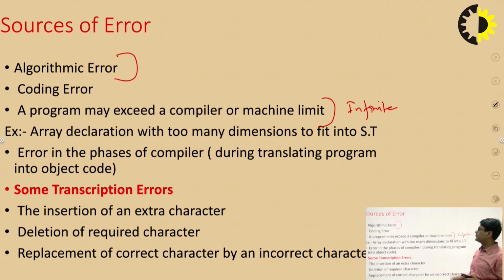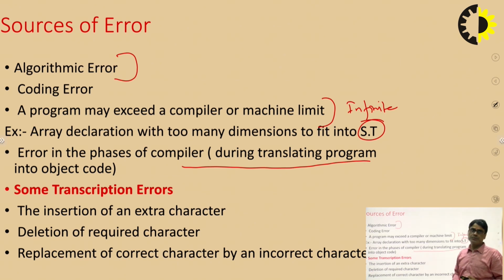For example, an error declaration with too many dimensions to fit into the symbol table. That is a kind of error. There may also be errors in the compiler phase during translating the program into object code. The second kind of error is transcription error: the insertion of an extra character, deletion of a required character, or replacement of a correct character by an incorrect character.